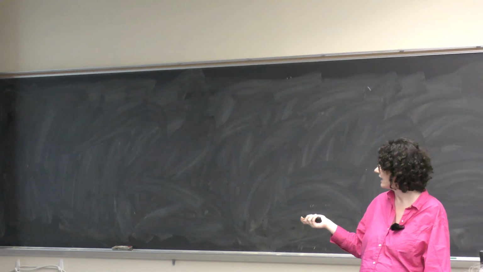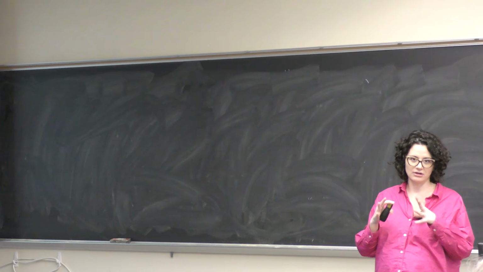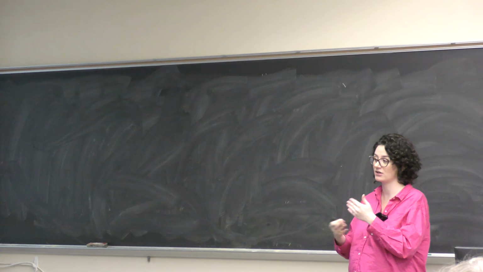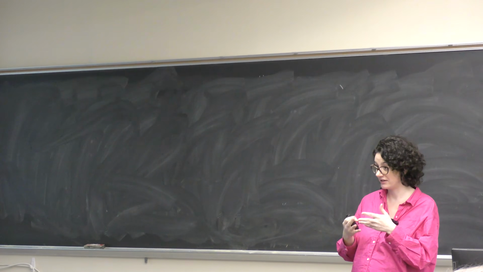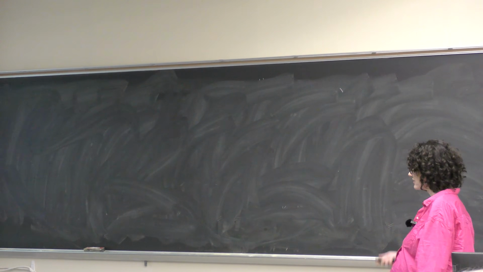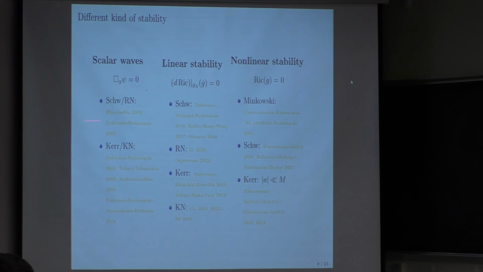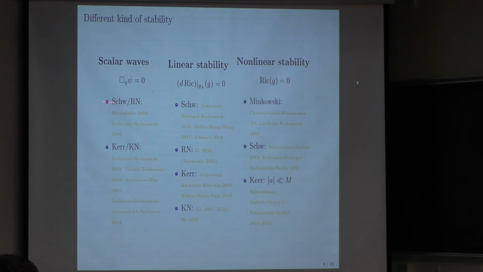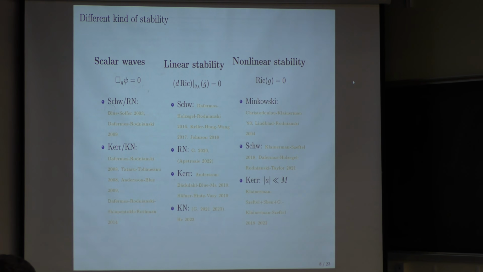So again, when A is much smaller than M. So you're in a black hole, a family of black holes that doesn't rotate very, very much. It rotates slowly. So why did I put Minkowski back in the picture, and why didn't I write it here? Why is it obvious here, and why is it not obvious in nonlinear stability?